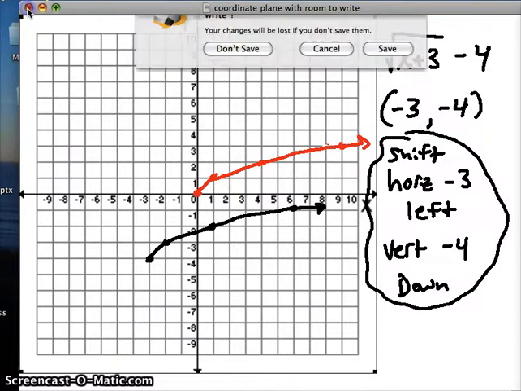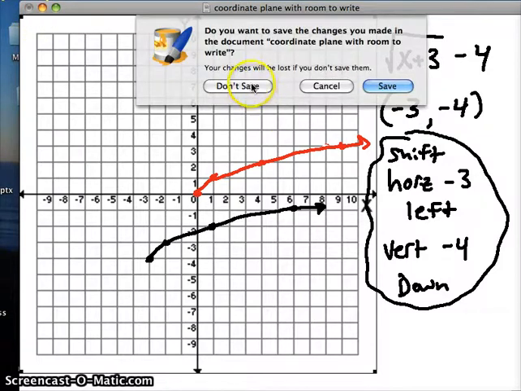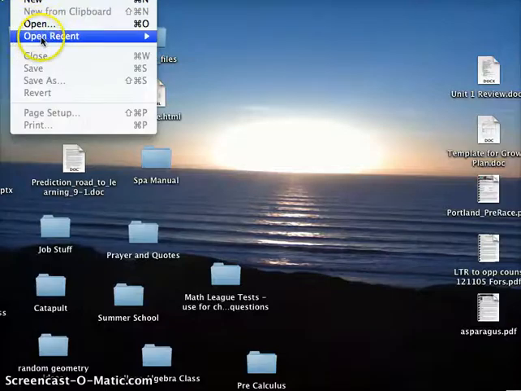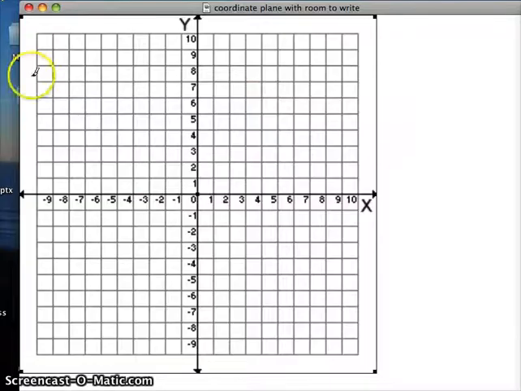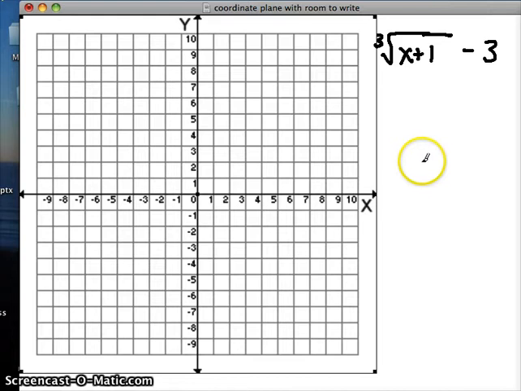Alright. So hopefully you're starting to get it. Let's do a cube root function this time. Let's say I have the cube root of x plus 1, minus 3. So if we remember our cube root, let's do the original first this time. So my original is always just the cube root of x, right?